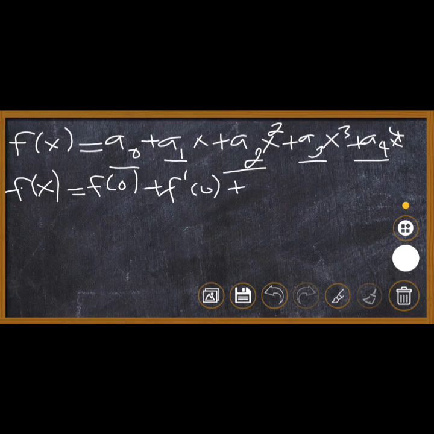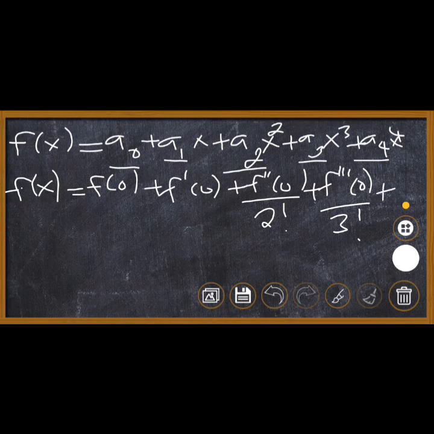Okay, then our a2 was what? Our a2 was the second derivative of 0 over 2 factorial. Then our a3 was what? Our a3 was the third derivative of 0 over 3 factorial. So you can keep on adding just like that.